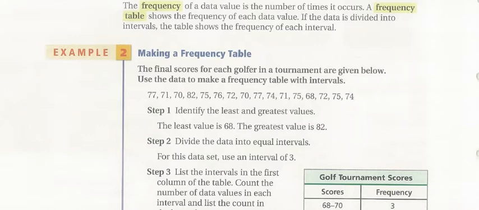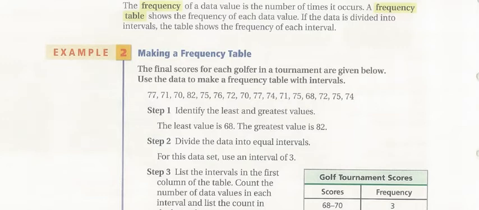I'm using a frequency table to divide data into intervals, and the frequency means how many times the number or the value occurs. The frequency table shows the frequency of each data value. If the data is divided into intervals, the table shows the frequency of each interval. So let's take an example, which is how to make a frequency table.